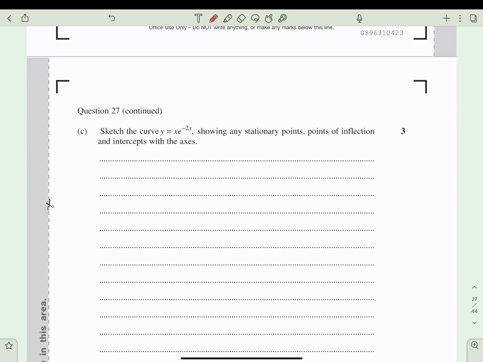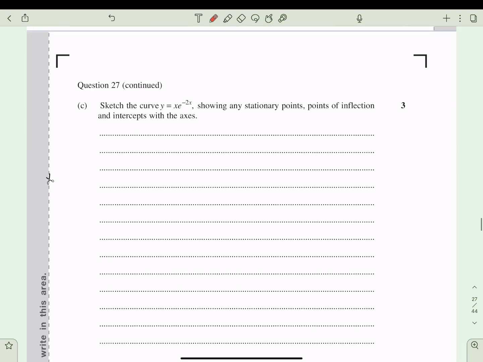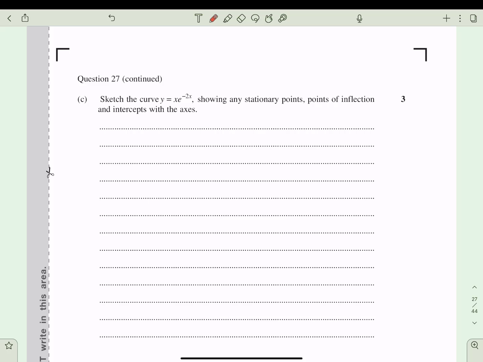Part C, sketch the curve y equals x times e^(-2x), showing any stationary points, points of inflection, and intercepts with the axes. Now, when we sketch a curve, we usually need to follow a method. First of all, we know what the stationary points are. We've already evaluated that. Do we know the points of inflection? Not yet. Do we know the intercepts? Not yet. So before we try to sketch the curve, it is a good idea to first find out where my points of inflection and where my intercepts are.